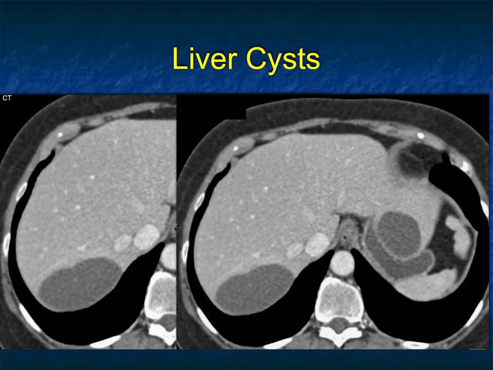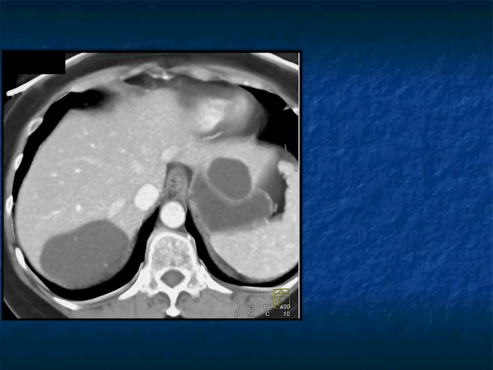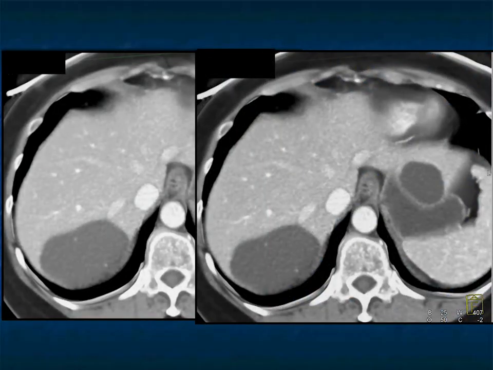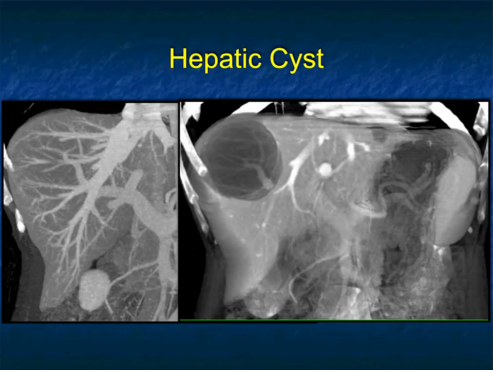Cysts can be larger. Here's a larger one in both the left and right lobe of the liver. Very well defined, no enhancement. Cysts typically do not calcify. If you see a cystic lesion with rim calcification, most likely it's going to be an old hematoma. We will look at hydatid cysts. They also can be cystic with rim calcification, but usually they're multilocular cysts in that scenario.